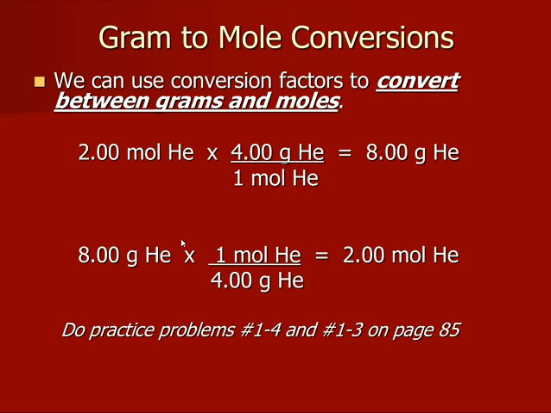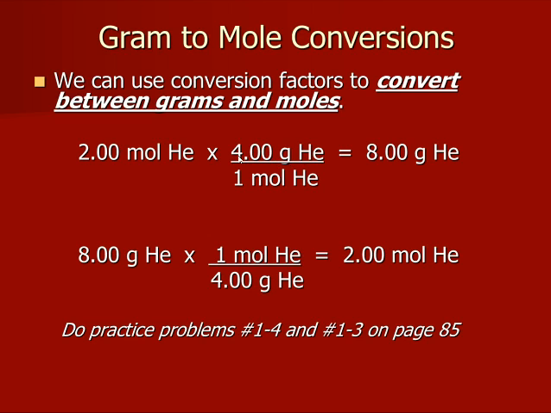In the second example, we're converting from moles to grams. So we have 2.00 moles of helium, and we want to find out how many grams of helium that is. Well, looking at the periodic table, for 1 mole of helium, there is a mass of 4.00 grams. And because we want to cancel the moles here, we need to have moles on the denominator and grams on the numerator.